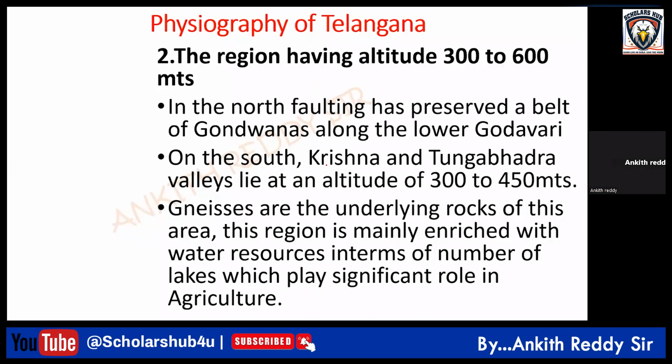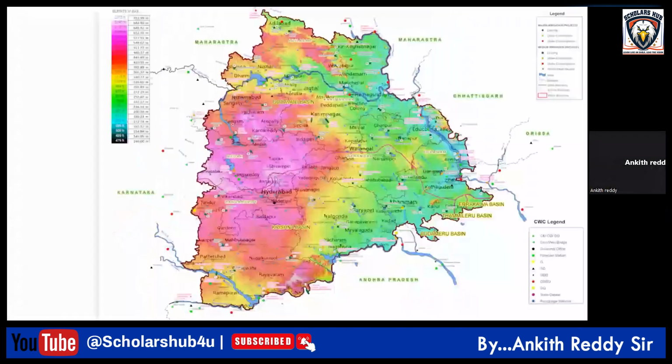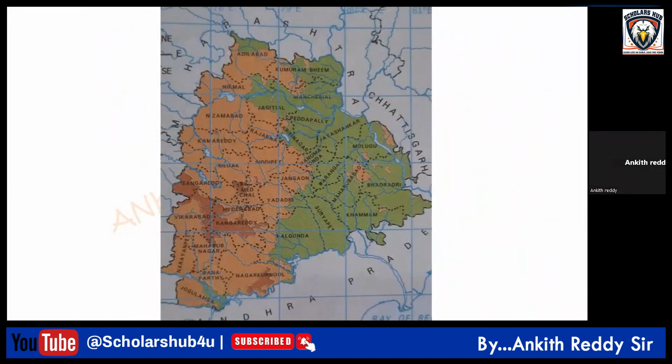In the north, faulting has been preserved as a belt of Gondwanas along the lower Godavari region, and in the south along the Krishna-Tungabhadra region as well. If you closely look at this place, can you find the river here? This is Godavari, and to the south you can find Krishna. So north of this you find Godavari, and south of this you find Krishna.